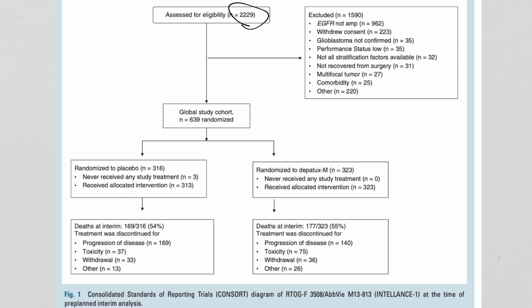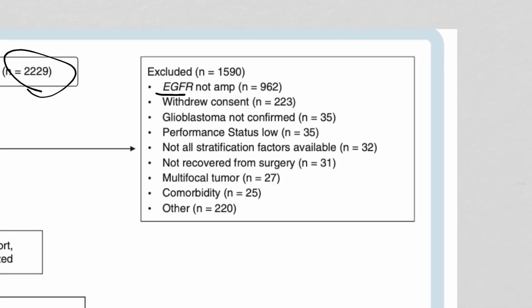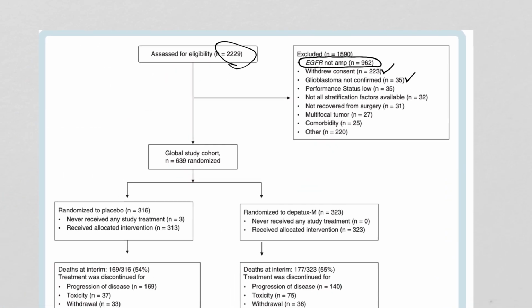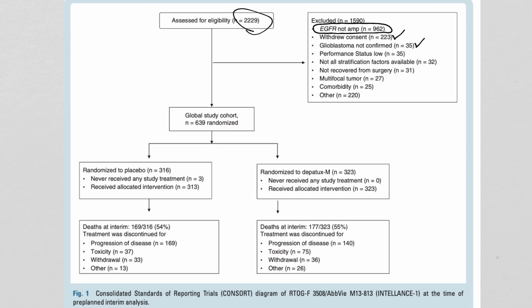Unfortunately, a decent number of them were excluded because of a variety of reasons. They were screened for EGFR amplification, and it just wasn't present. The patient backed out and just didn't want to. Follow-up didn't confirm the type of tumor that they thought they had. You get the idea. So lots of reasons to filter people out. But since they started with a relatively large number at the beginning, right, you still wind up with a fairly sizable N number of 639, right?